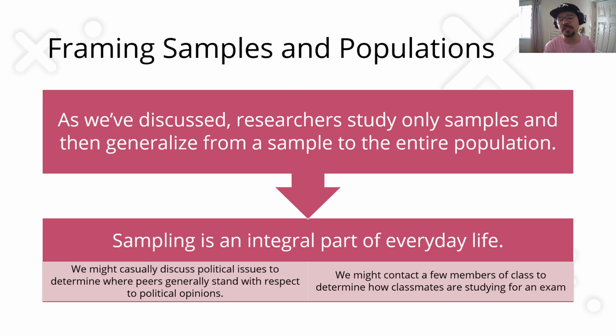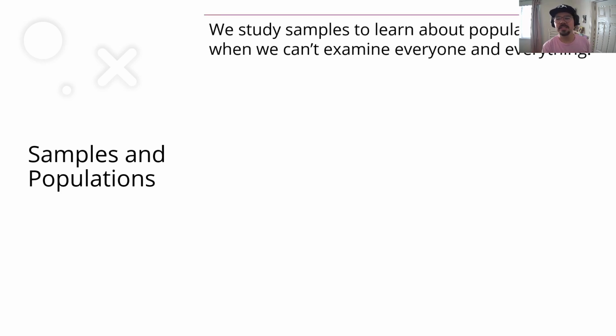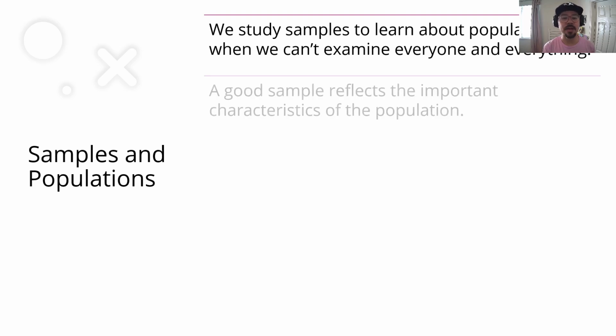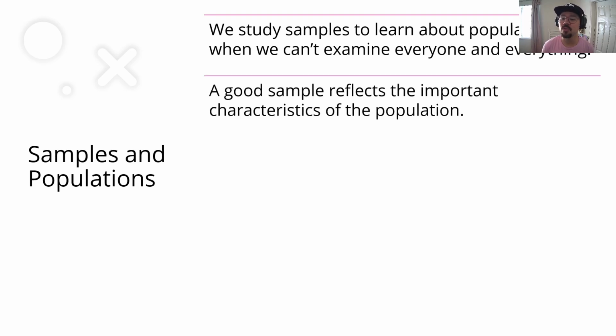But of course, as you can imagine in this class, we want to be a lot more intentional about it. We want to apply a social scientist lens towards this idea of samples and populations. We study samples to learn about populations when we can't examine anyone and everything. A good sample reflects the important characteristics of the population.